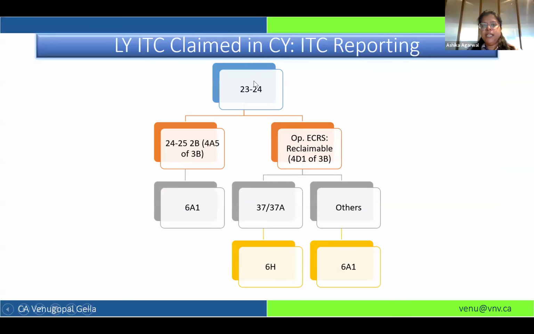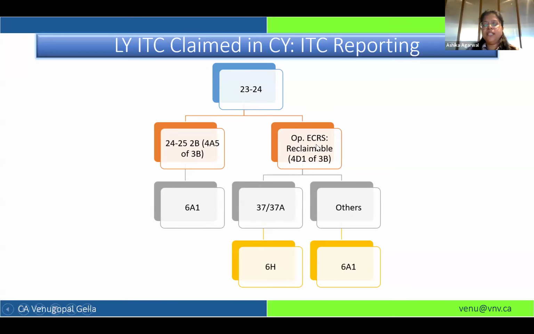So this is basically a chart to give you how you have to report. If last year ITC you have claimed in current year, then 23-24 fresh availment goes in 6A1. Opening ECRS means, if you go into GST portal, whatever last year ITC you have parked in 4B2 and you have not claimed by way of 4D1, still not reclaimed, then it will be appearing in your opening electronic credit and reclaim statement. You can go and check in GST portal, it is available.